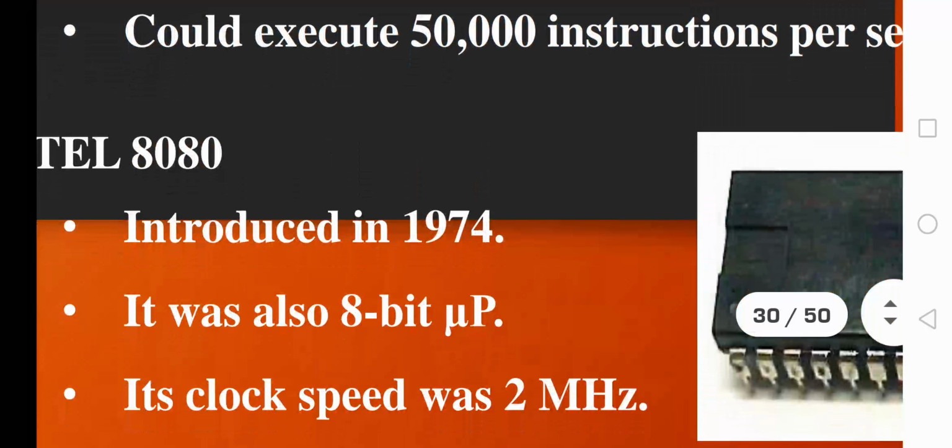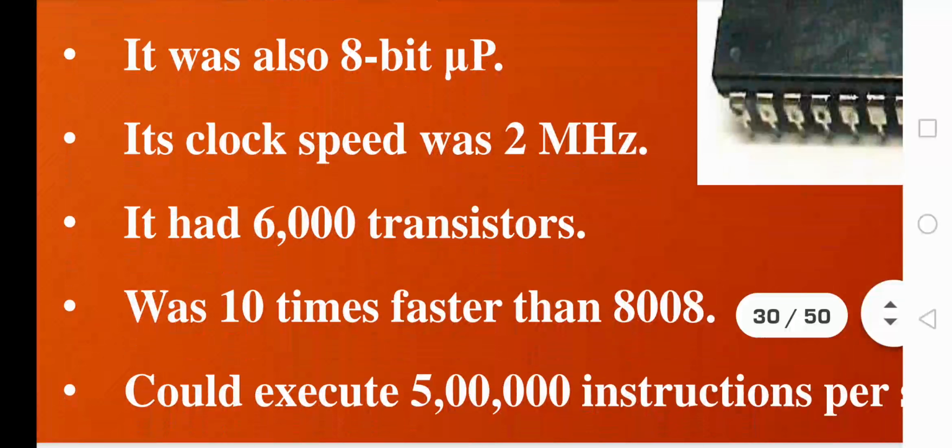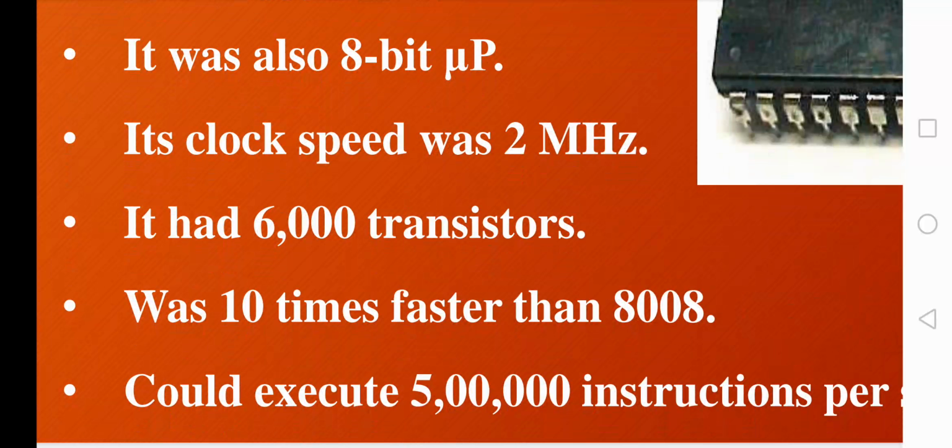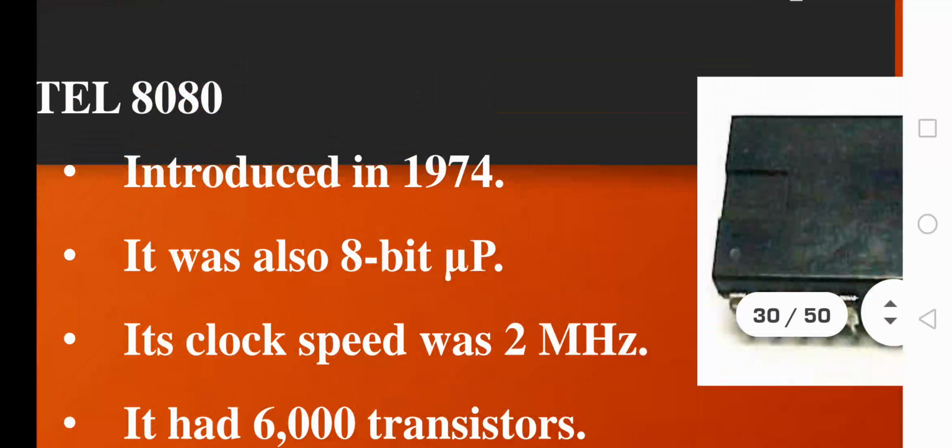5 lakh instructions per second, that is, 50,000 times 10, since it is 10 times faster. That means 5 lakh instructions per second is what this processor was able to execute.